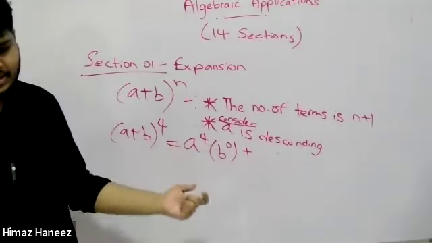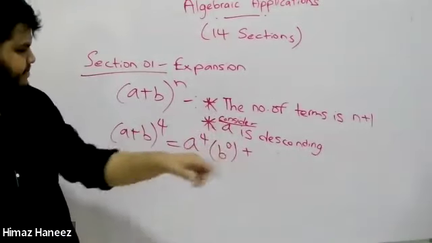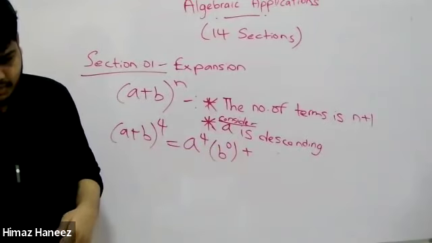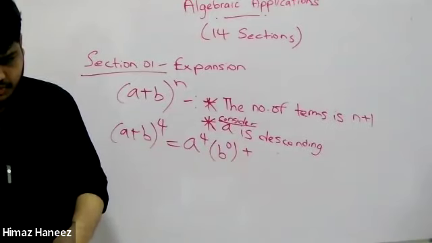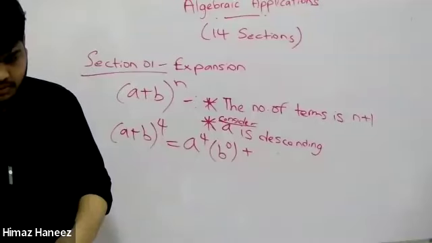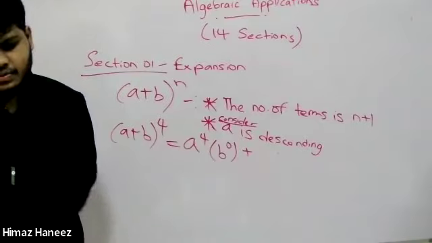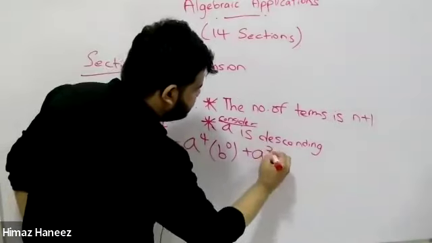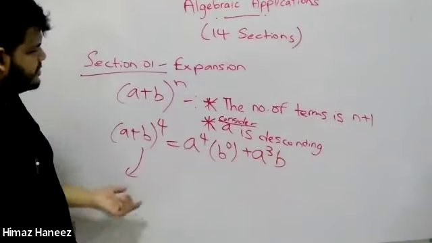One term's power is decreasing, the other term's power should increase. So the next term, a to the power 3 d. Okay, first, how many terms are there in this expansion? How many terms should be there?